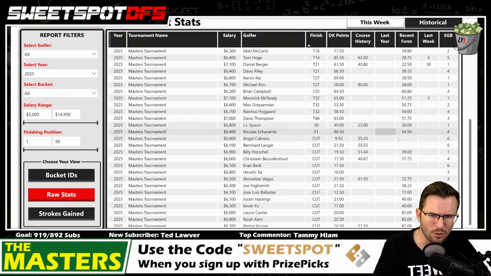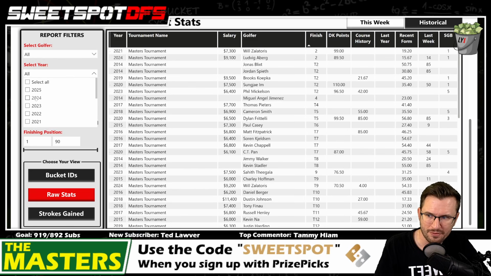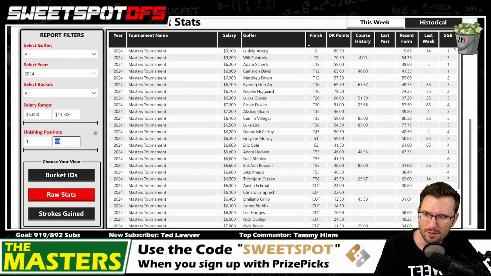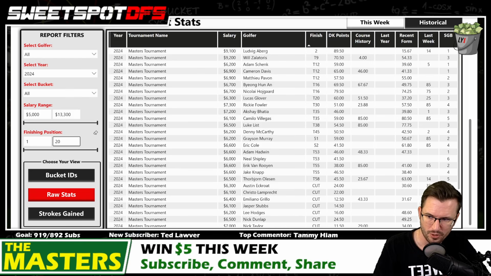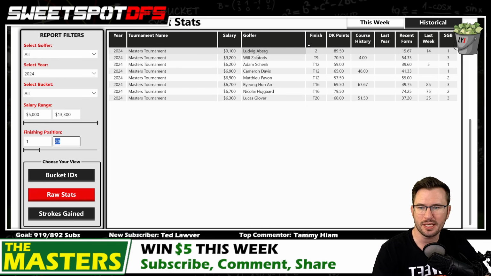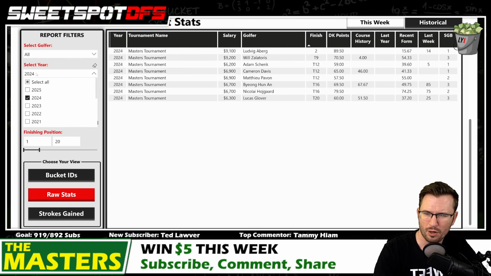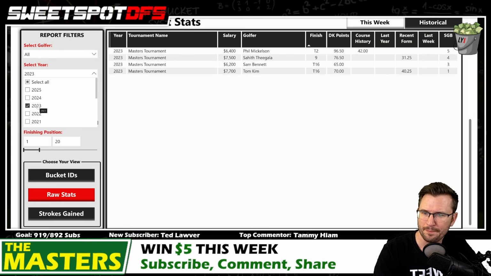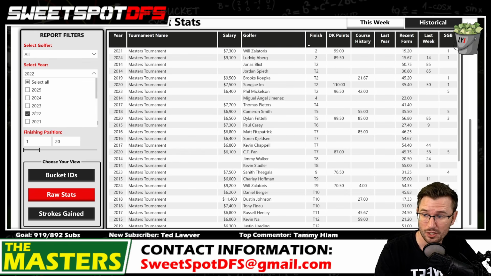That's kind of what we want to see. Unfortunately, I don't have a way to look to see who was a part of the optimal lineup, but we can kind of go year by year and figure it out. Let's put a filter on the position points here. So 1 to 20 is what I'm going to put. And we can see Ludwig would have been in your optimal lineup in 2024, along with maybe Will Zalatoris. I can't remember. 2023, Phil Mickelson at $6,400 would have been in your optimal lineup.